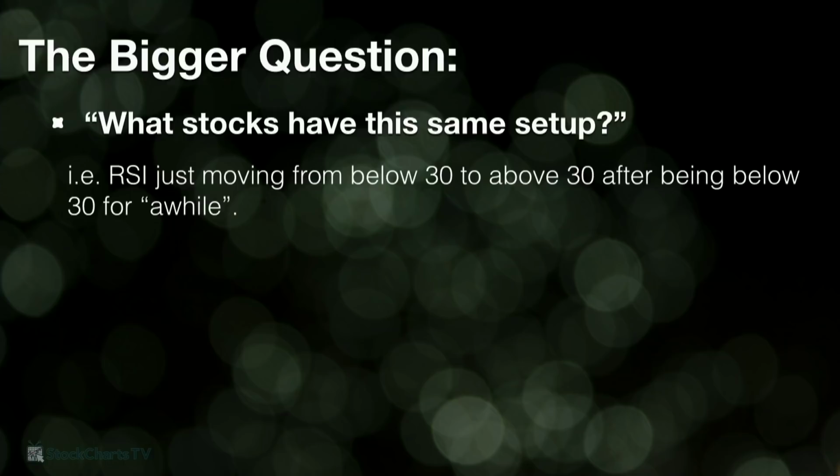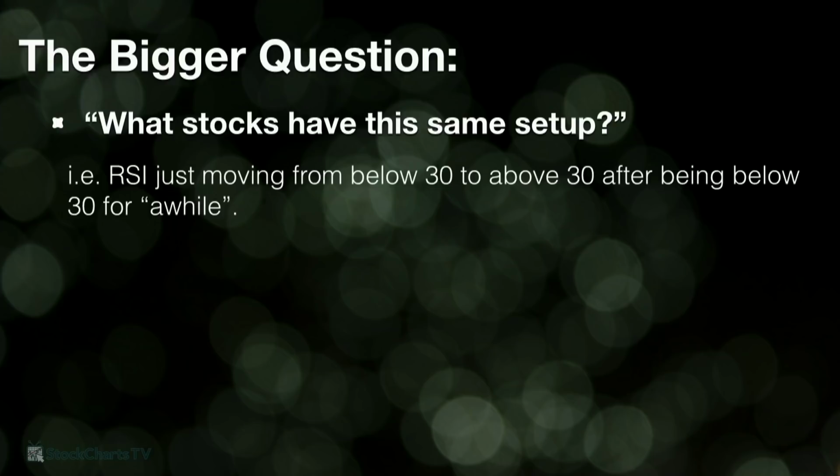Anyway, looking at the bigger question again, when you think you have a setup, when you find some technical signals that are interesting and you want to make them into a setup, you have to think about, well, okay, what other stocks meet that same technical criteria, and are all of them going to then behave in a way that would be profitable? Or is it just this one stock behaved this way and all the other stocks with that signal didn't? So in this case, we were looking again at the RSI moving from below 30 to above 30 after it was below 30 for, quote unquote, a while.